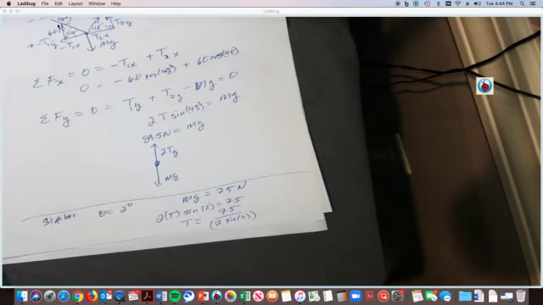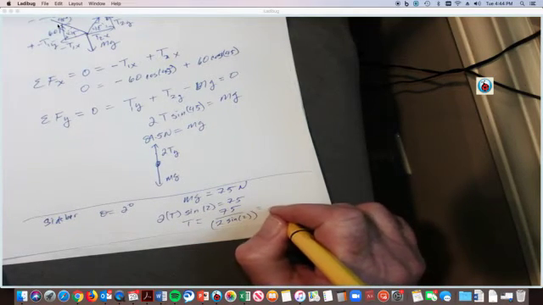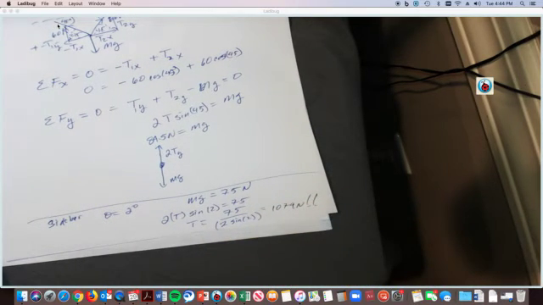Yes. The tension now is 1,074 newtons. A tremendous amount of force.